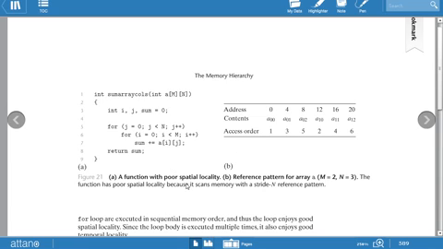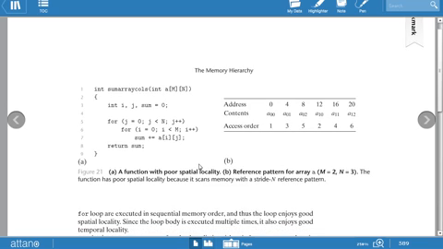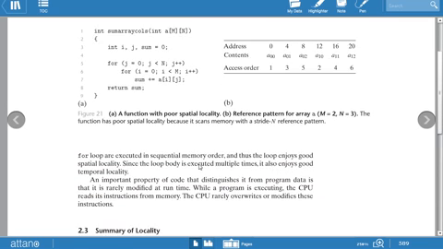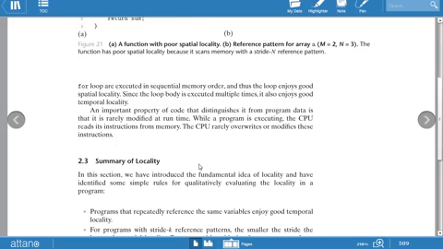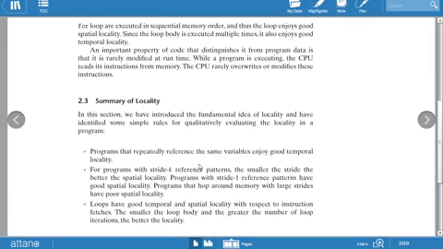This is the function with poor spatial locality. This is a reference pattern for the array with m equals 2 and n equals 3. This function has a poor spatial locality because it scans memory with a stride reference pattern. Because it starts with the columns, not with the rows, it has a poor spatial locality. Now next is your summary of locality. What is the summary?